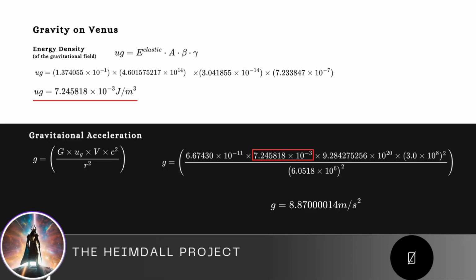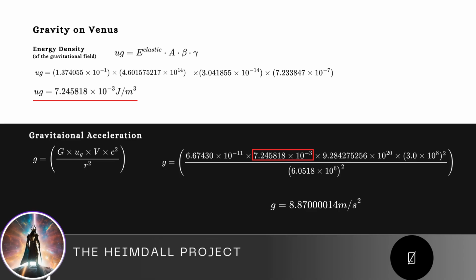Finally got that number. And then we're going to multiply that by the volume of the system and the speed of light squared over the radius squared. And as you can see, I believe, so I went to 8 decimal places, right? I believe this is highly accurate. And I went to 8 decimal places because I wanted to see, is it picking up anything else?